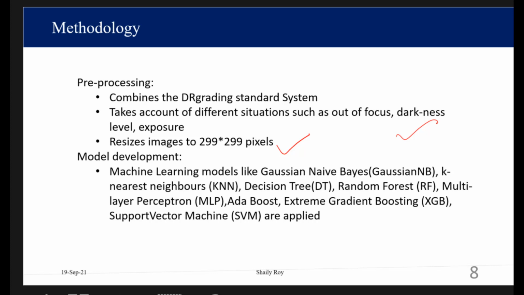Then, if we talk about the model development part, at first, DR datasets are pre-processed, and after that, we use Inception V3 to extract the features from the images. Then the study performs an array of machine learning algorithms to detect diabetic retinopathy cases. Here, machine learning models like Gaussian naive Bayes, k-nearest neighbors, decision tree, random forest, multilayer perceptron, AdaBoost, extreme gradient boosting, and support vector machine are applied.